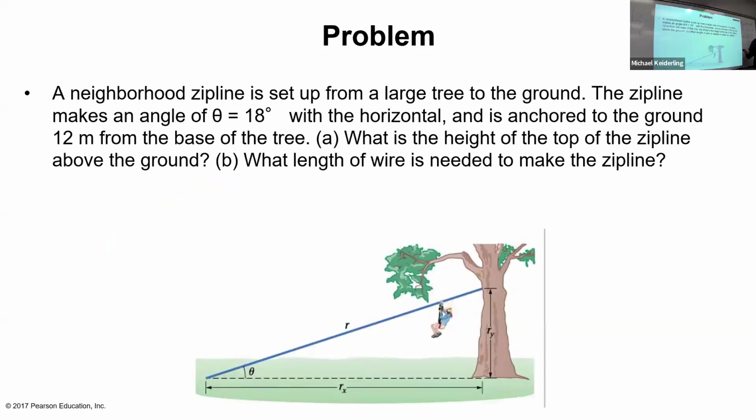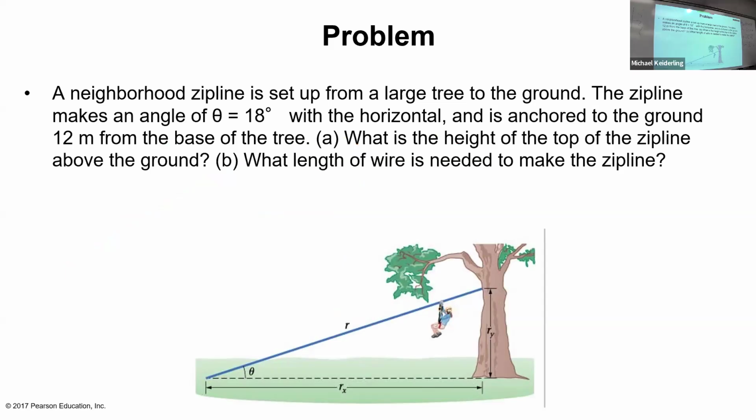Here we have a little more complicated problem. A neighborhood zip line is set up from a large tree to the ground, and the zip line makes an angle of 18 degrees with the horizontal and is anchored to the ground 12 meters from the base of the tree. What is the height of the top of the zip line above the ground?